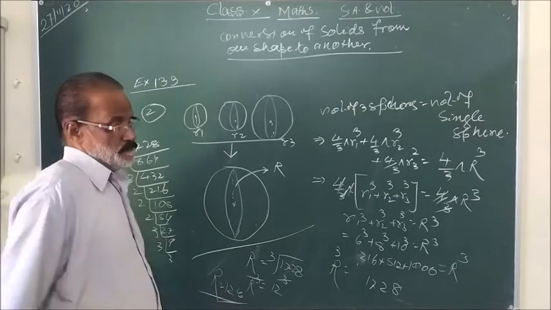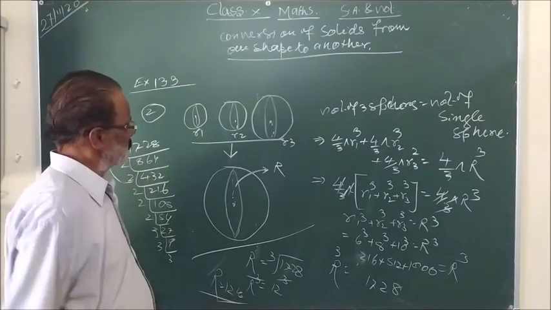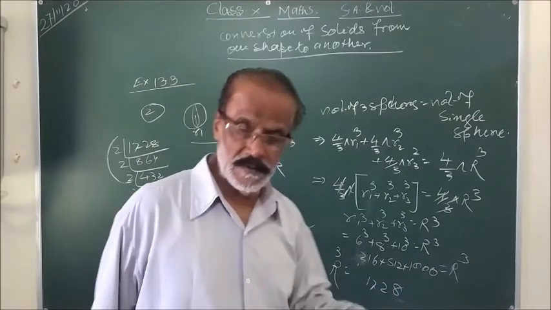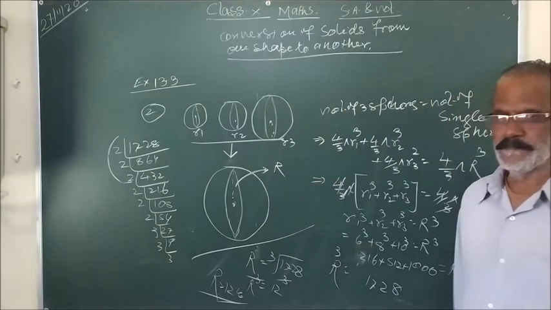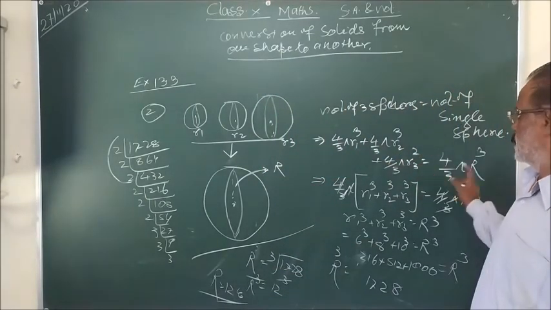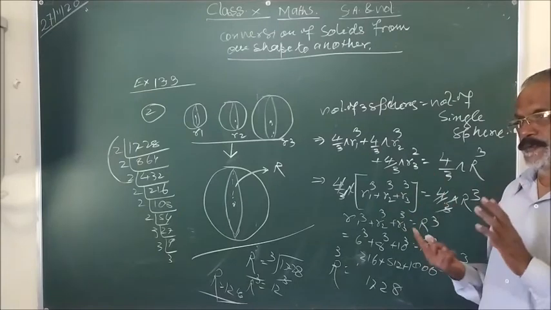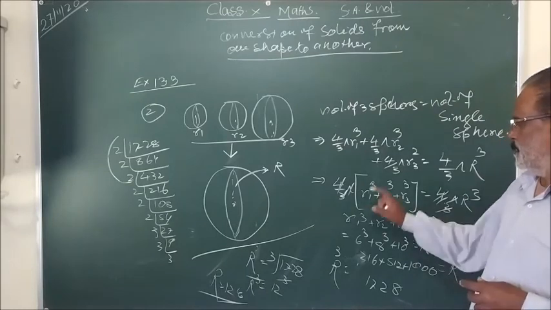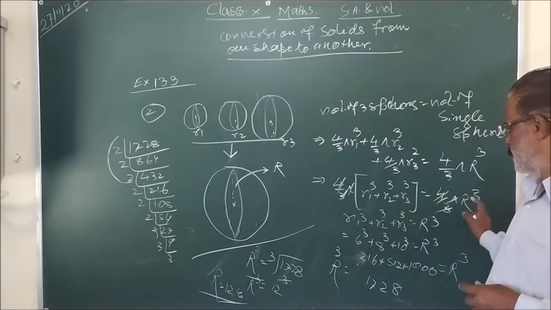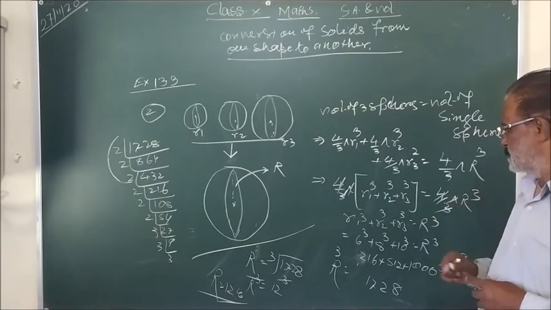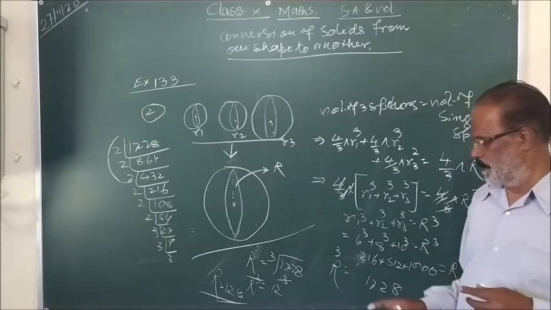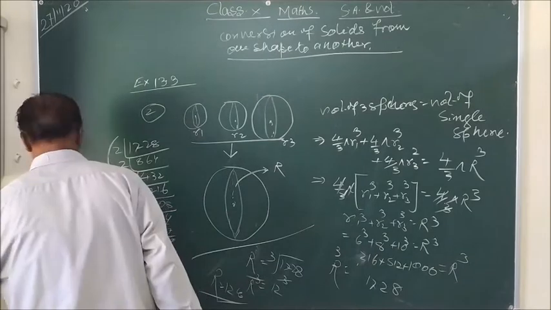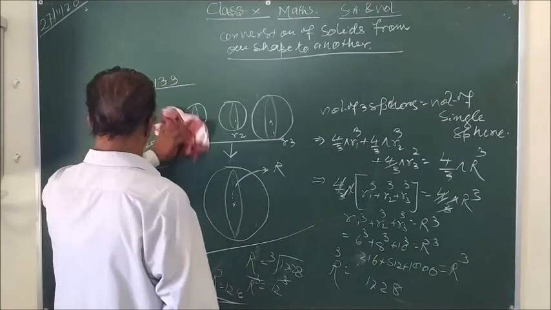So in this question, what did we learn? We learned that the sum of the volumes of these three spheres should be equal to the volume of this big sphere. Now you write the formulas, and this is the technique to solve in a very easy way. Take 4 by 3 pi common, 4 by 3 pi will be cancelled. Now putting the values and simplifying, you will get the result. So this is the conversion of a solid from one shape to another.